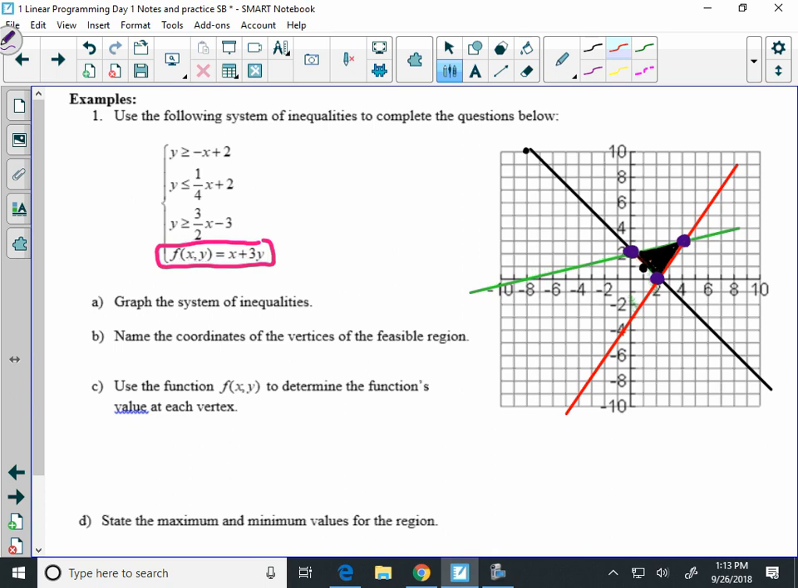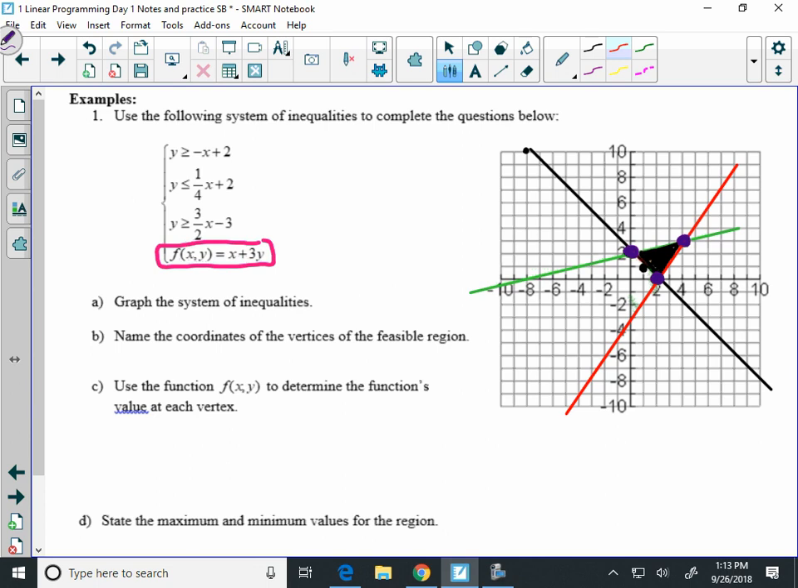Now this is going to seem like a really silly thing to point out, but it's going to be important. How many lines did you graph? 3. How many sides does the triangle have? 3. When you graph 3 lines, your feasible region should have 3 sides to it, right? Which ours does.